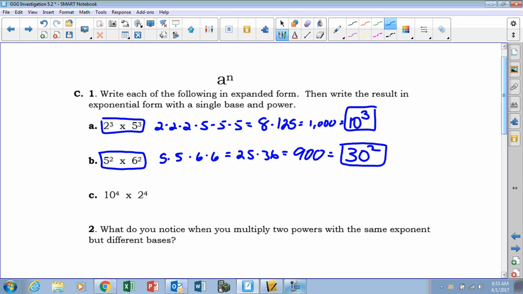All right, let's try another one. 10 to the 4th power, so that's 4 tens times 4 twos. Well, 4 tens is what? Well, 3 tens is 1,000. What's 4 tens? 10,000. Good. And then what's 4 twos? 2 times 2 times 2 times 2. 16. Now if I take 10,000 and multiply it by 16, anyone know what we get? 160,000.